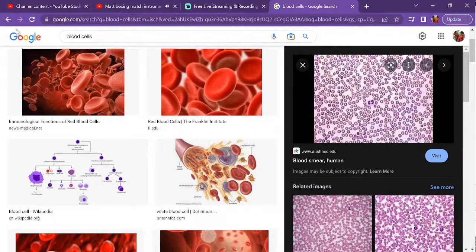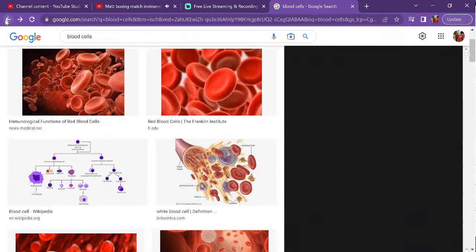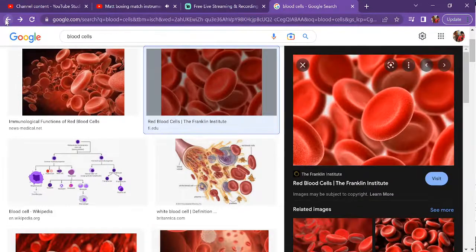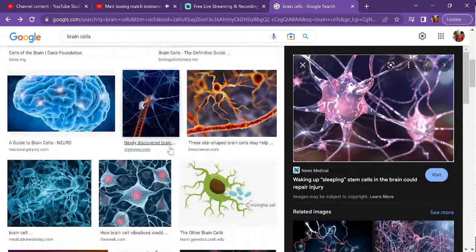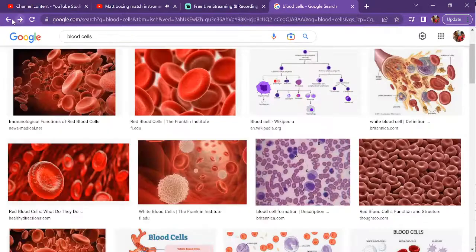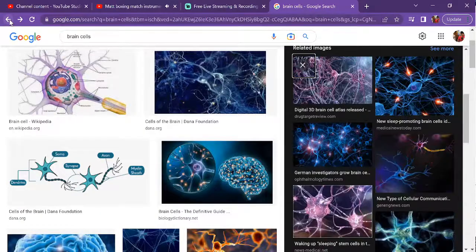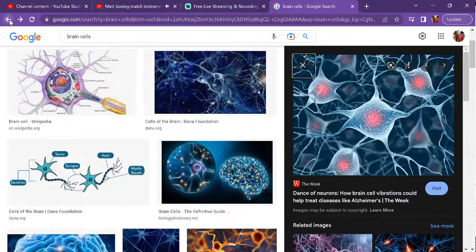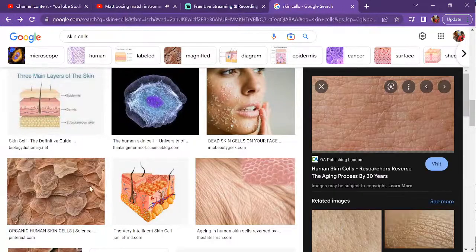The point I'm hoping you take away from this is that although we're going to be looking at a diagram of a cell, cells come in all shapes and sizes because they do different things. The cells in your brain look very different from the cells in your blood, which look very different from the cells that make up your skin. We looked at a lot of brain cells, y'all. They look very different from your skin cells.